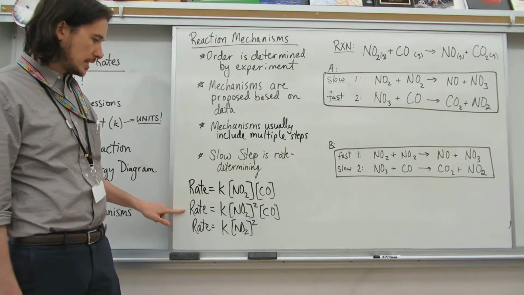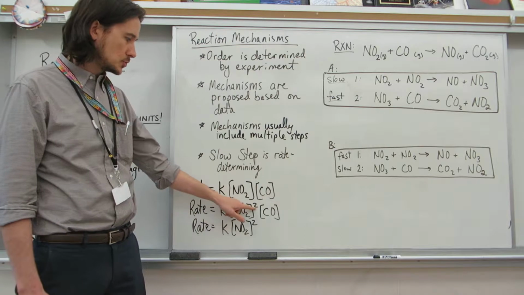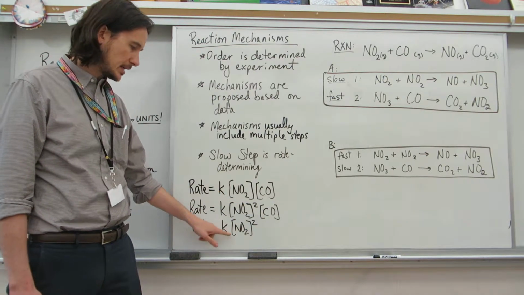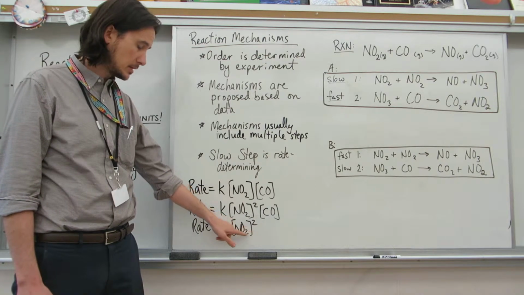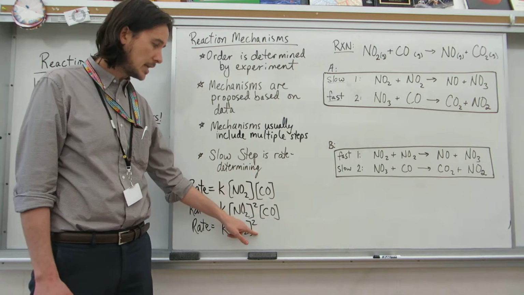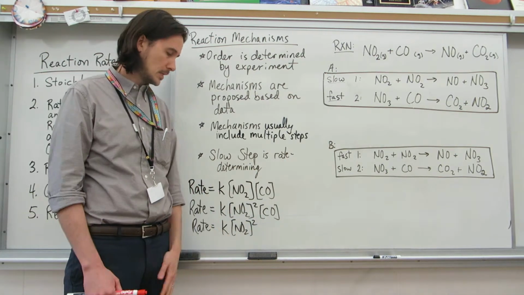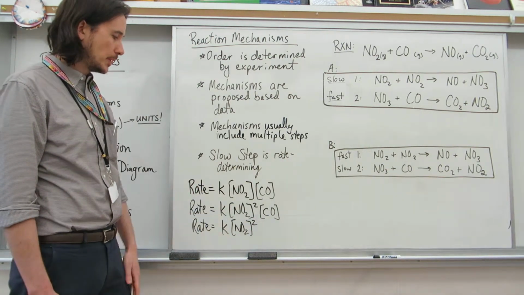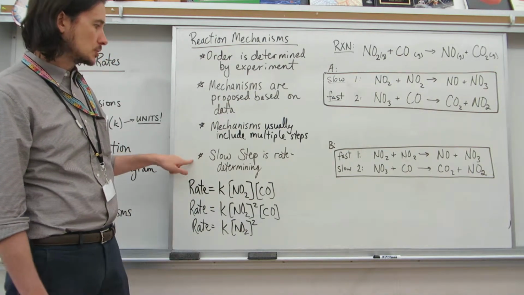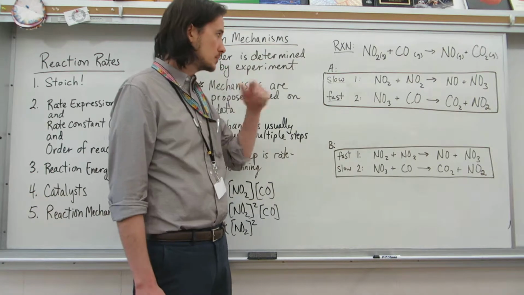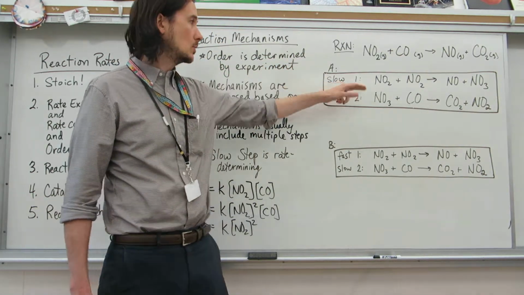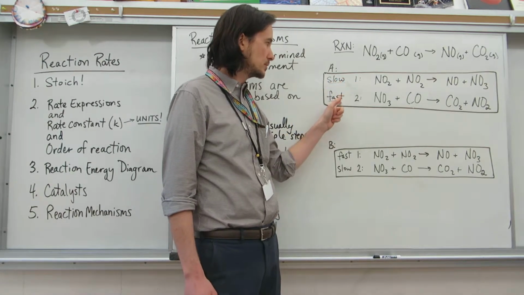Then we have rate equal to a rate constant times NO2 squared. That would be second order with respect to NO2, and carbon monoxide doesn't even affect the rate. So both of these two are possible, and let's look at why. So the slow step is rate determining. For scenario A, the slow step is step 1. So this one just happens so fast.